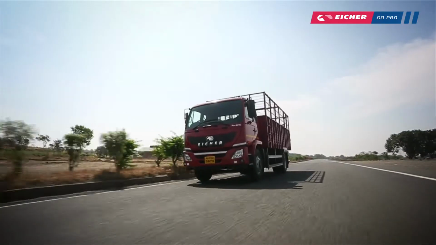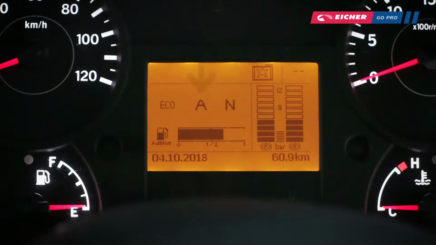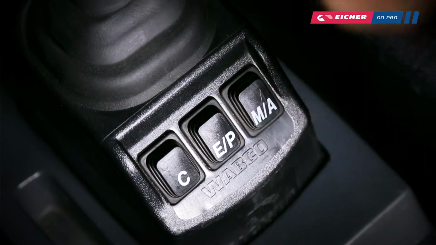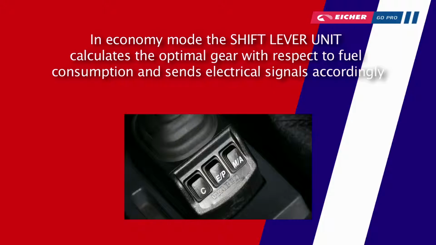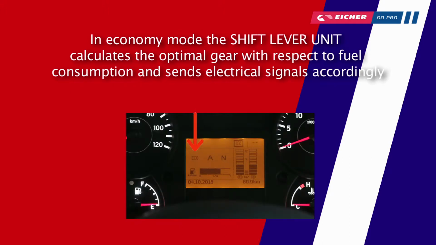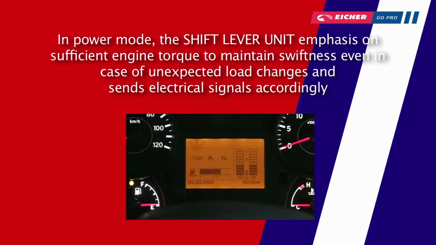The AMT vehicle can be operated in different modes: automatic or manual mode, A M, eco or power, E P, and crawler mode, C. In economy mode, the shift lever unit calculates the optimal gear with respect to fuel consumption and sends electrical signals accordingly. In power mode, the shift lever unit emphasizes sufficient engine torque to maintain swiftness even in case of unexpected load changes and sends electrical signals accordingly.